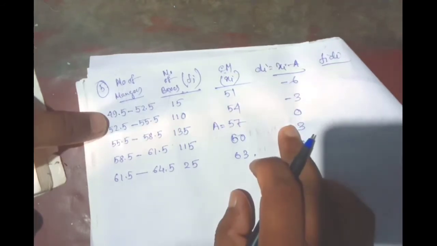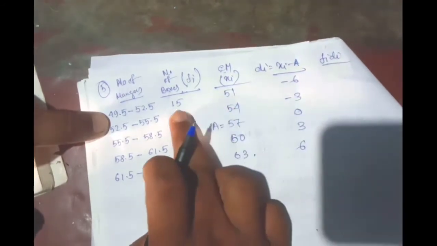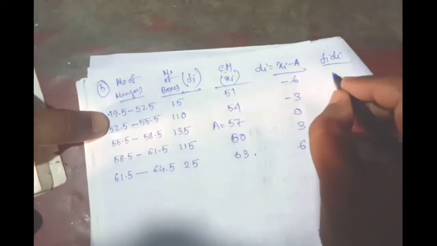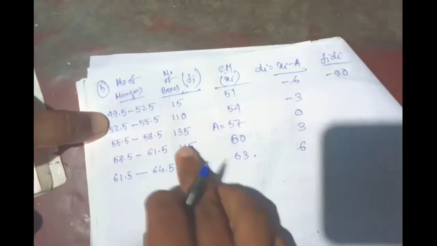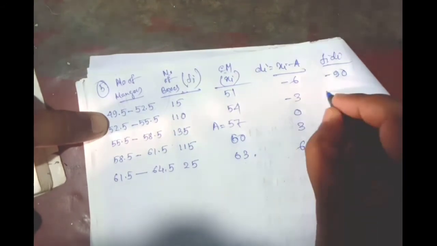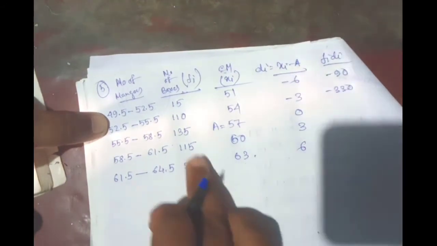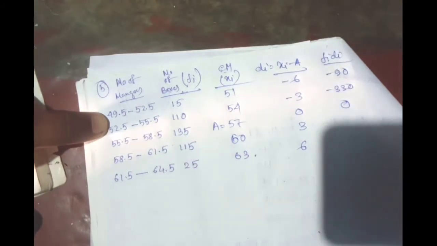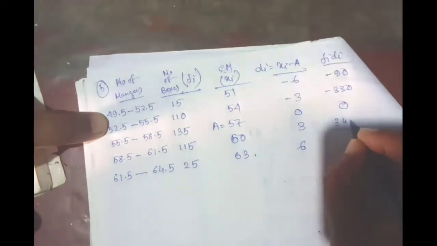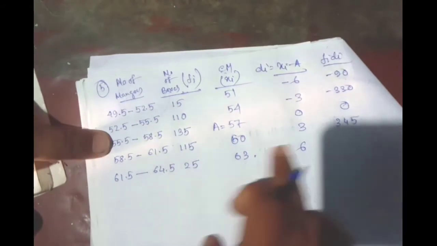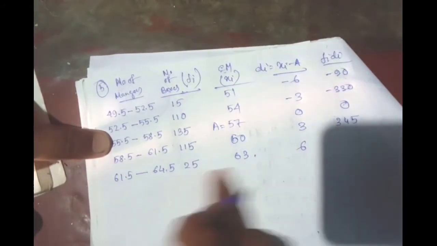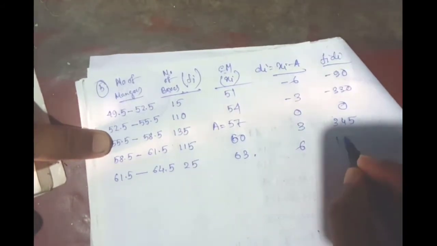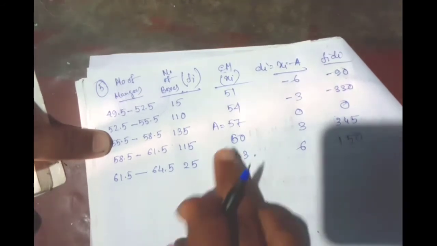So fi into di: 15 into minus 6 is minus 90, 110 into minus 3 means minus 330, 135 into 0 means 0, 115 into 3 is 345, and 25 into 6 is 150.